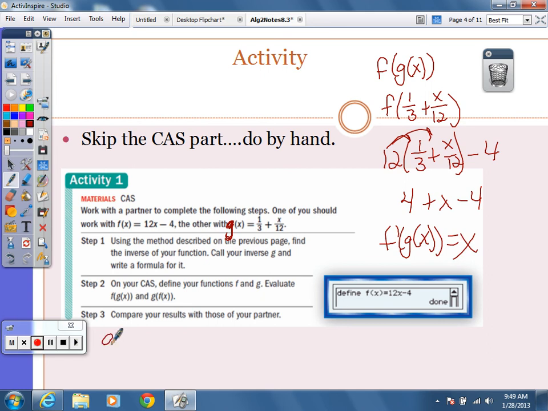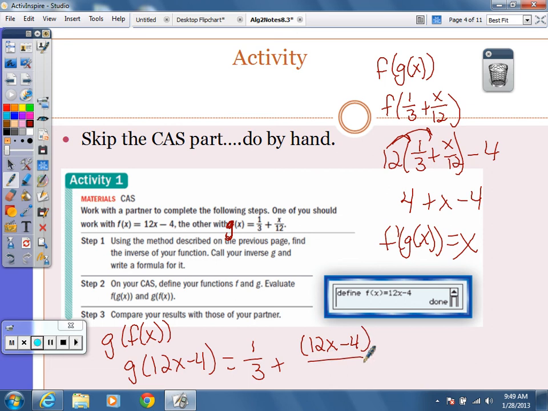Okay, let's try g of f of x now. That'll be g of 12x minus 4. Plug that into function g, and I get 1/3 plus (12x minus 4) all over 12. That's the same thing as 1/3 plus x minus 4 over 12, which is minus 1/3. The 1/3s cancel out, and I get x. So in this case, g of f of x equals x. So f of g of x equals x, and g of f of x equals x.